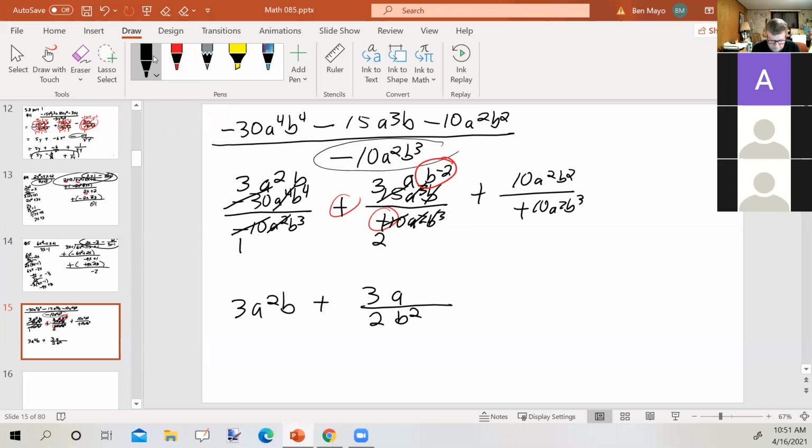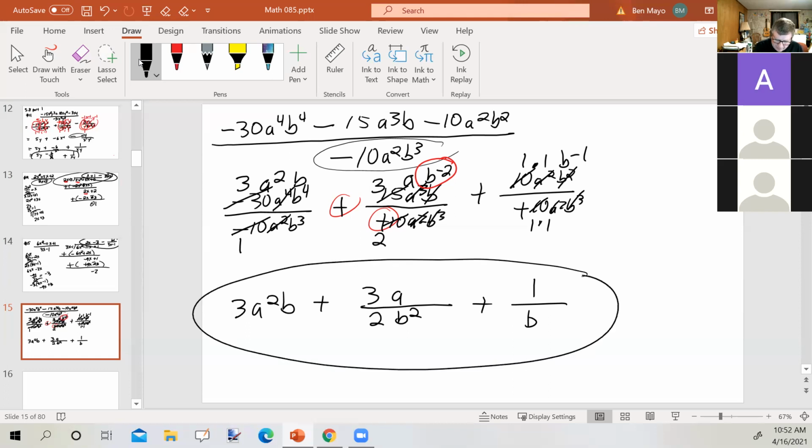Any questions there? All right. Next term, plus 10 divided by 10 is 1 over 1. A squared over a squared is 1 over 1. B squared over b cubed is b to the 2 minus 3 power, which is b to the negative 1 power. So that whole thing is just b to the negative 1 power, which I could write as 1 over b to the positive 1 power. And that positive 1 exponent is implied, so I don't need to write it. But I do need to write 1 over that. So that would be the final answer there. Any questions about that?